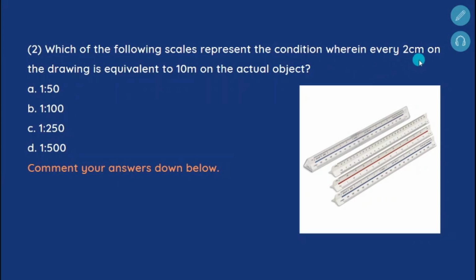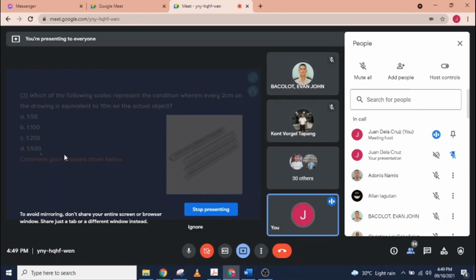Okay, so 2 centimeters is to 1,000 centimeters. So, 2 is to 1,000. Or if we reduce it to lowest terms, class, 2 is to 1,000, which is the equivalent here? D. The letter 500. Okay, 1 is to 500. 2 is to 1,000. 1 is to 500. Okay, if there is no other question, class, that will be all for this session.